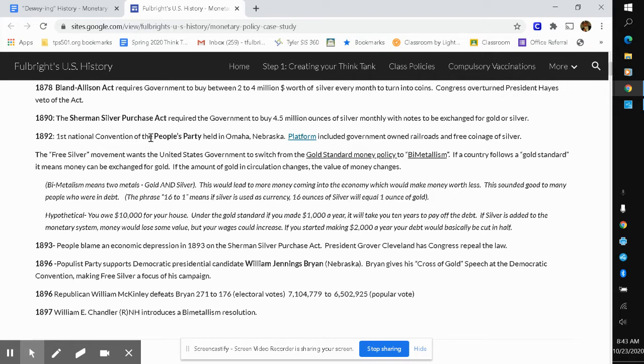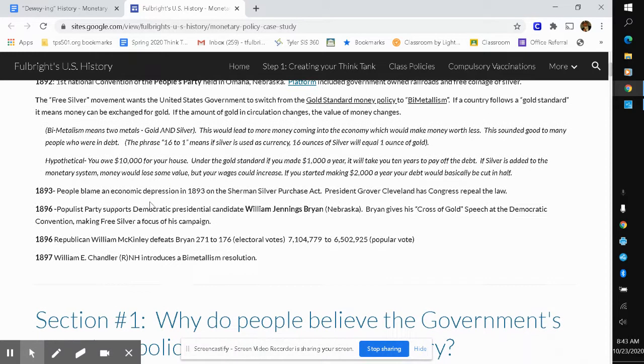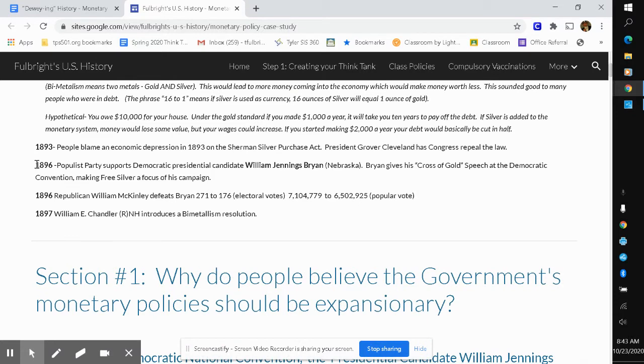So the People's Party was a political party that was formed in 1892, and one of the keys to their platform was the idea of free silver, meaning that they were going to go back to coining silver, and that's going to lead to inflation. In 1896, the Populist Party supports Democratic presidential candidate William Jennings Bryan. We're going to read his Cross of Gold speech.